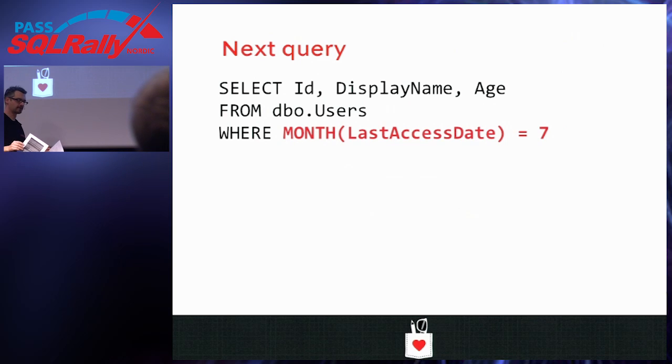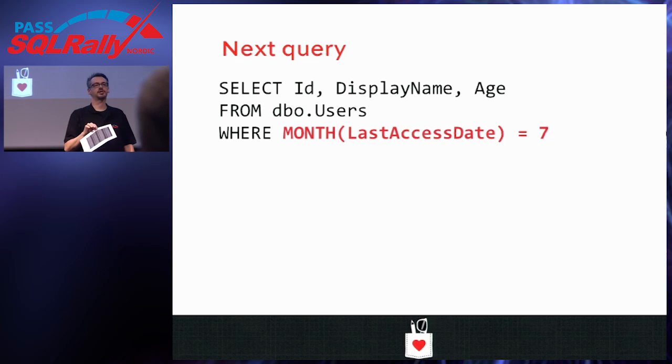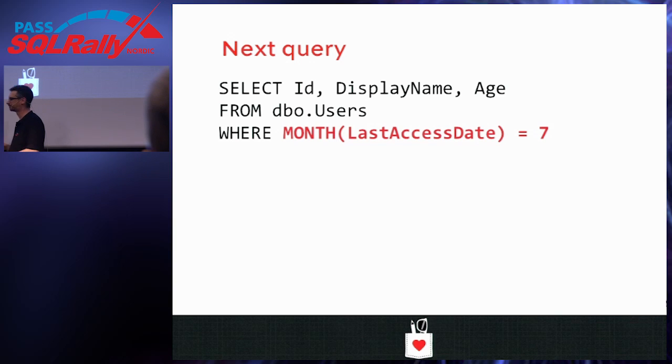Next query that I'm going to give you, and you still got both copies of the page here. Give me ID, display name, and last access date, where the month of last access date equals 7, July. Think about how you're going to accomplish this.